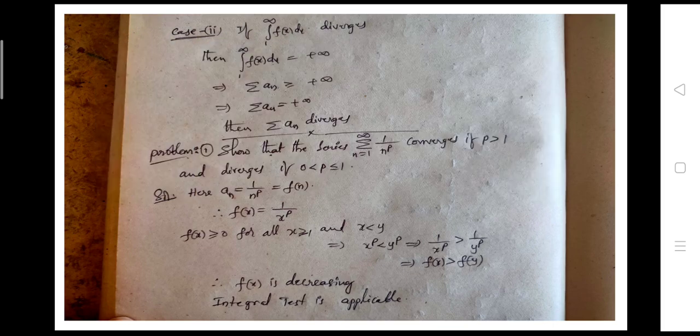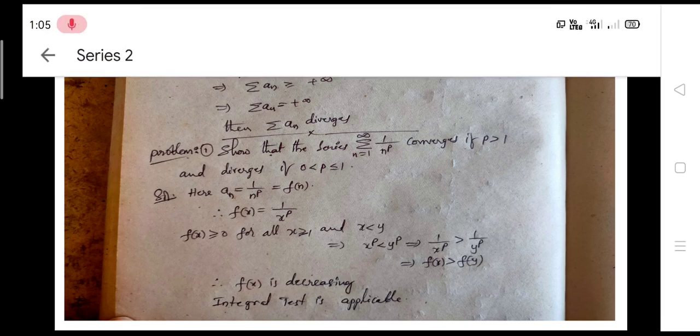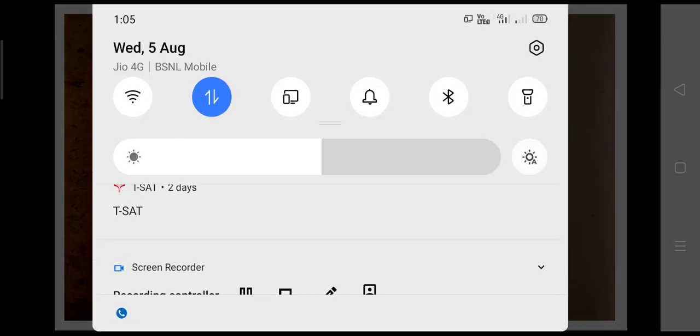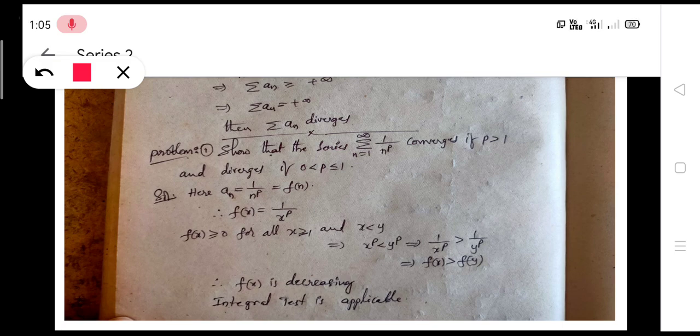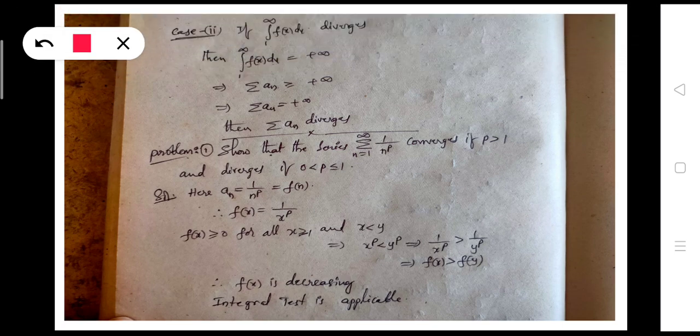Case 2. If integral 1 to infinity of f(x) dx diverges, then the integral 1 to infinity of f(x) dx is what? Infinity. Sigma an is greater than or equal to infinity. Therefore, sigma an is equal to infinity. Then sigma an diverges.